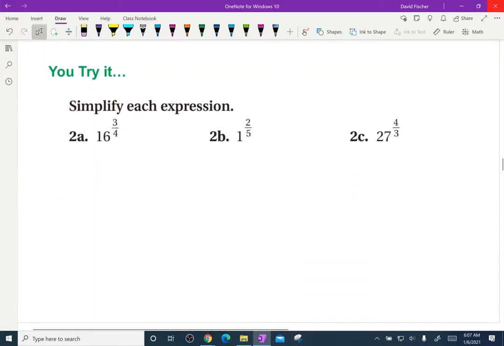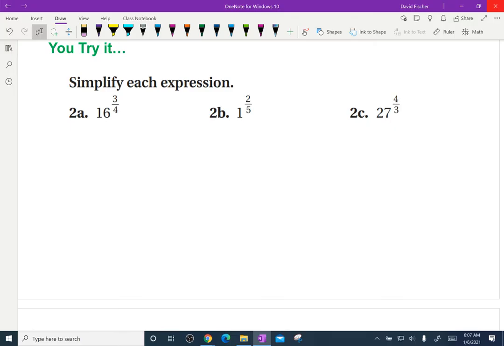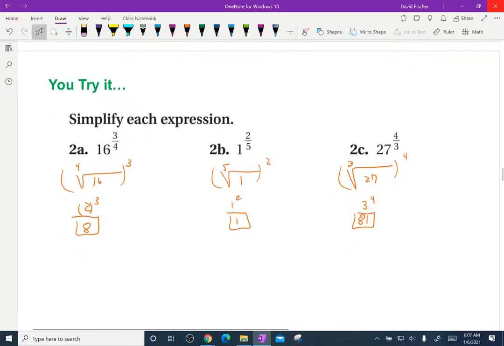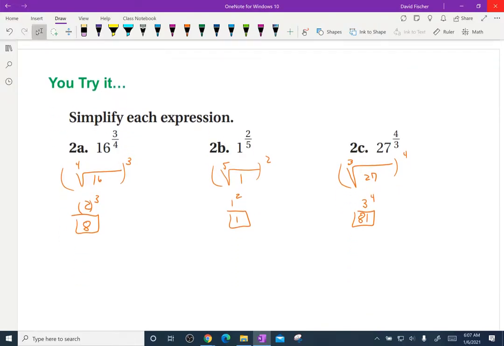All right. You give it a shot on these 3 here using those examples up above. Pause your video and then come on back. Okay, so let's see how you did. Again, I like method 1. So I put the 4 over for my root, and 3 is my exponent. So I took the 4th root of 16, which was 2, and then I took it to the 3rd power, not cubed it.